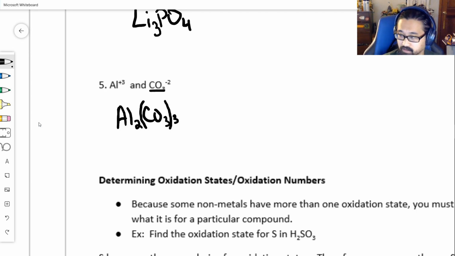And if I look at this, it means that I have 2 plus 3s. Well, that's a plus 6. And I have 3 minus 2s. Well, it's a minus 6. So I got a plus 6, I got a minus 6. That all cancels out, right?